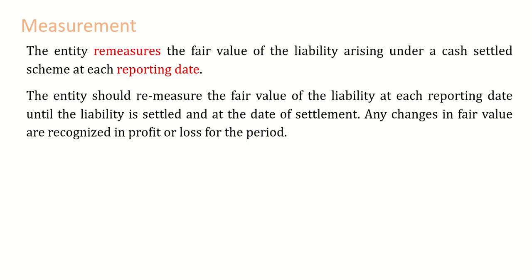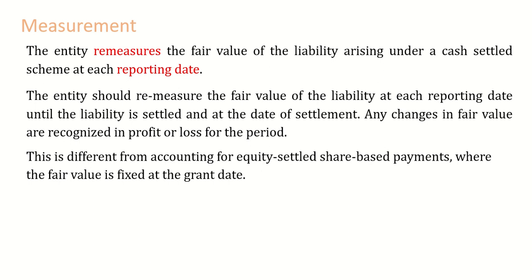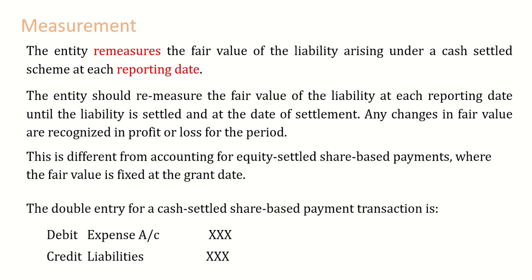Since we will pay the share appreciation rights to the people, what we do is remeasure at the balance sheet. This is different from accounting for the equity settled share based payment, where the fair value is fixed at the grant date. Now we remeasure the liability amount at every reporting date. Earlier in the double entry you debited the expense account and credited the equity account; now you credit the liability account rather than the equity account.